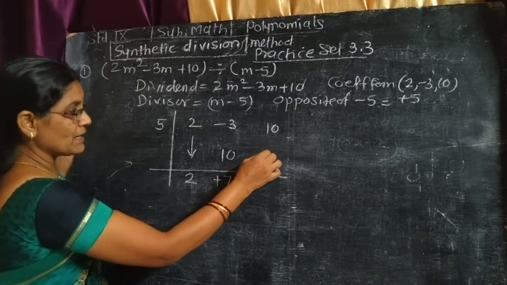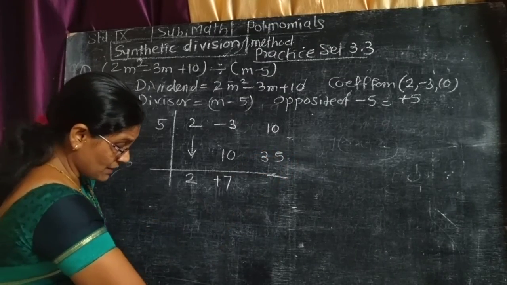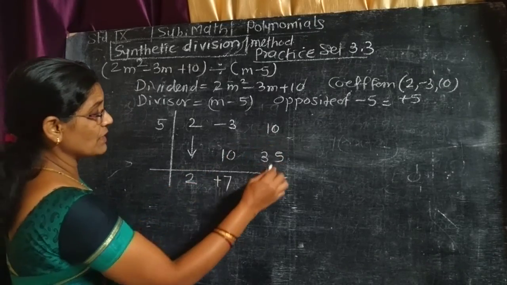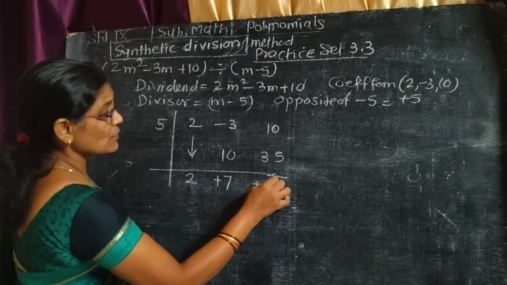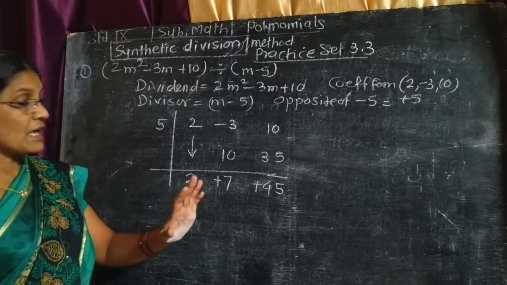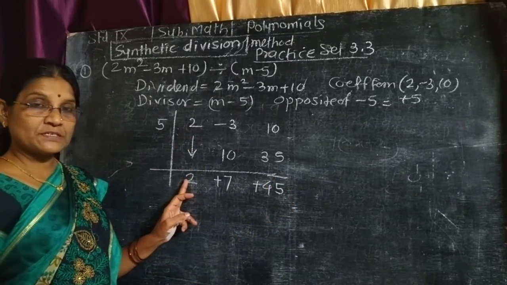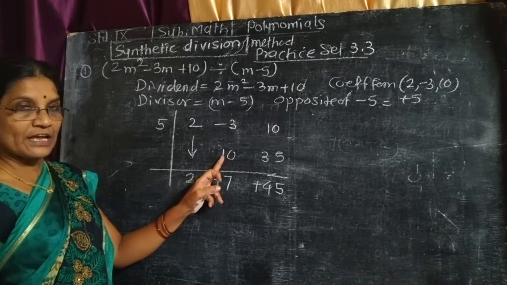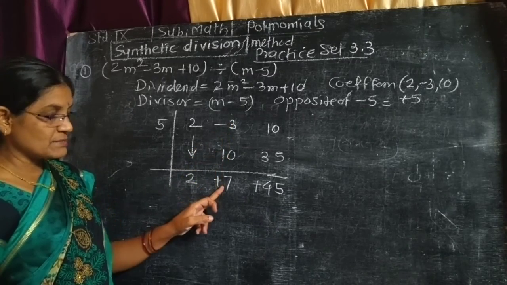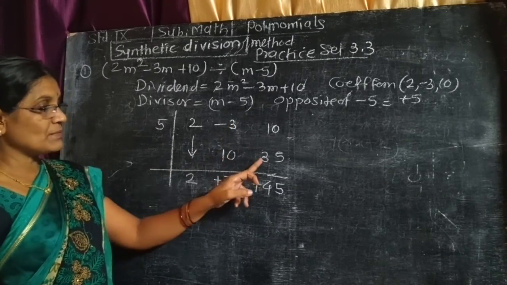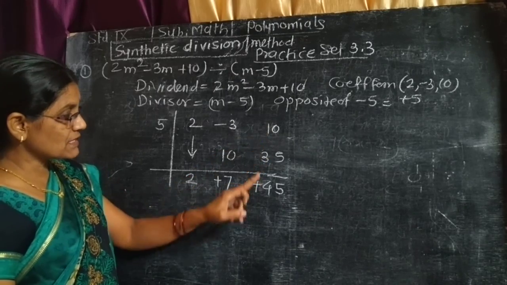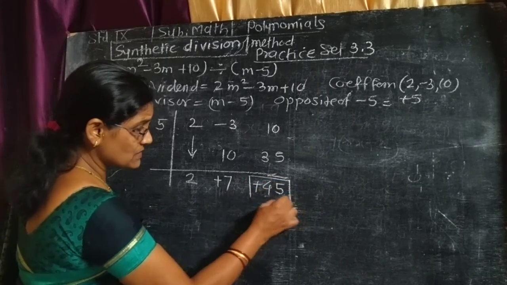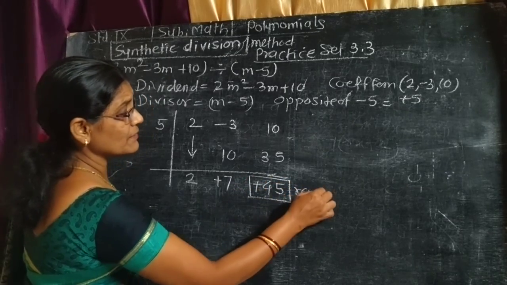7 into 5 is 35, and this 35 plus 10 is equal to plus 45. See how we solve this: first term as it is, first number as it is. या नंबरने या 2 ला मल्टिप्लाय केलं. 5 into 2 is 10, minus 3 plus 10 is plus 7, plus 7 into 5 means 35. 35 plus 10 is plus 45. This last number, plus 45, is the remainder.